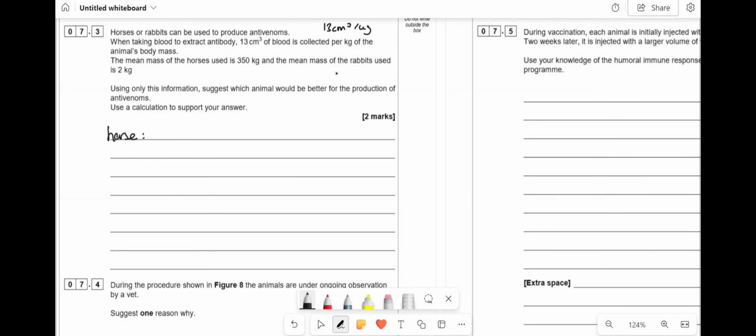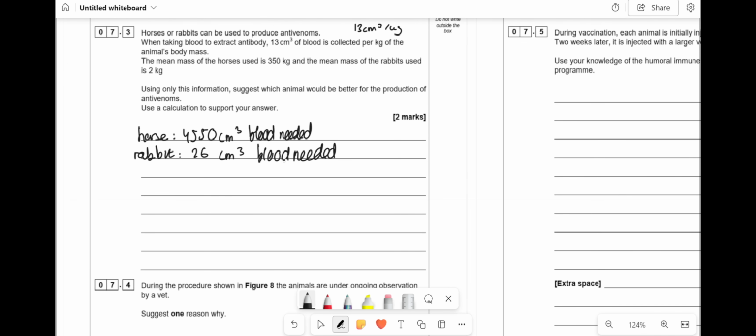So for horse, if we get 13 for every kilogram, then we've got 350. So it's 13 times 350, which is 4550 centimeters cubed of blood collected. Whereas a rabbit is going to be 13 times 2, which is 26 centimeters cubed of blood collected. So in this case, you can get a lot more blood out of the horses. So you would say horses, because you can get more blood, so there must be more antibodies. So that's what you can write.